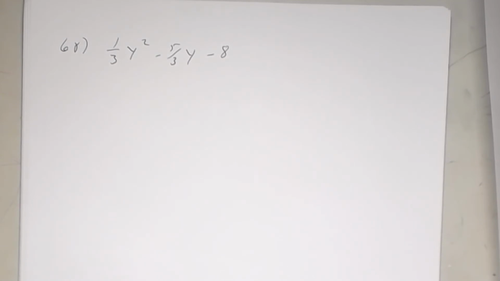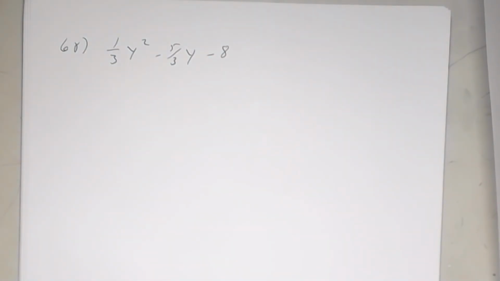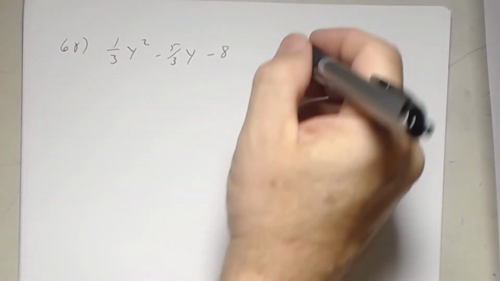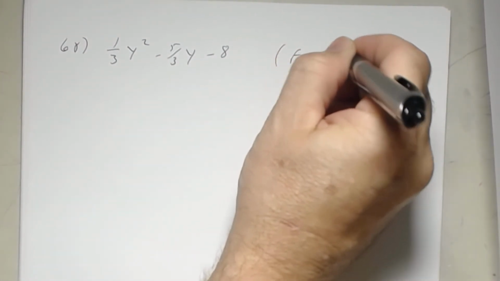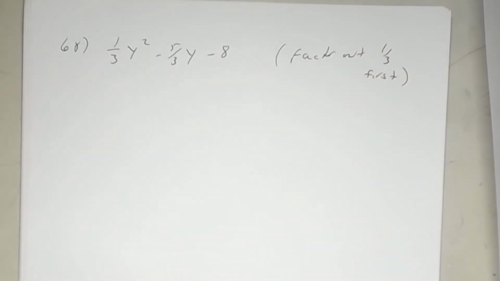The direction says factor out the 1/3 first. That's what it says. Now, on your worksheet or on your test, I'm not going to have one like this, but just in case you see it on my math lab, where it says factor out 1/3 first, that's what you're going to do. I haven't looked to see if they have it in my math lab, but it's in here, so it could be.